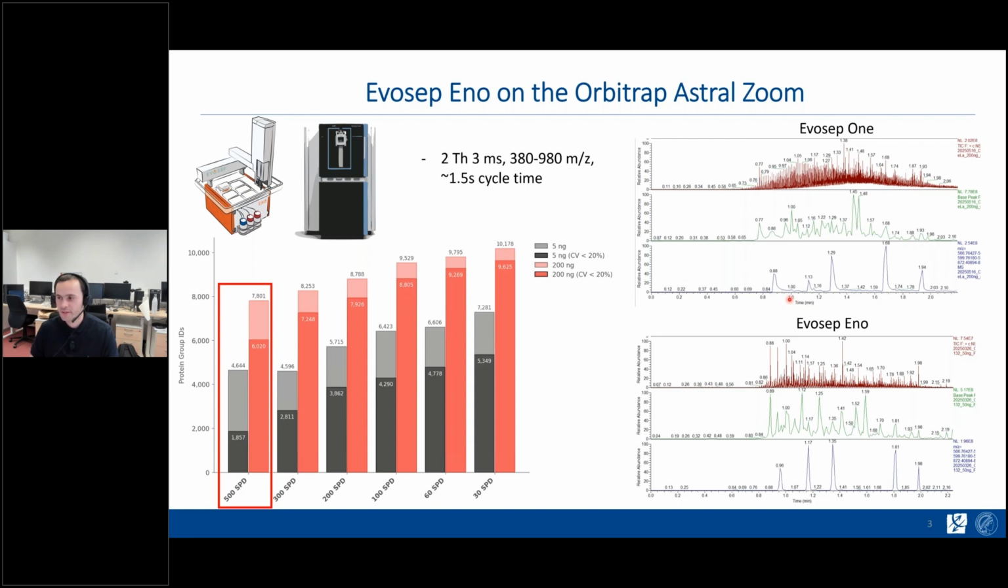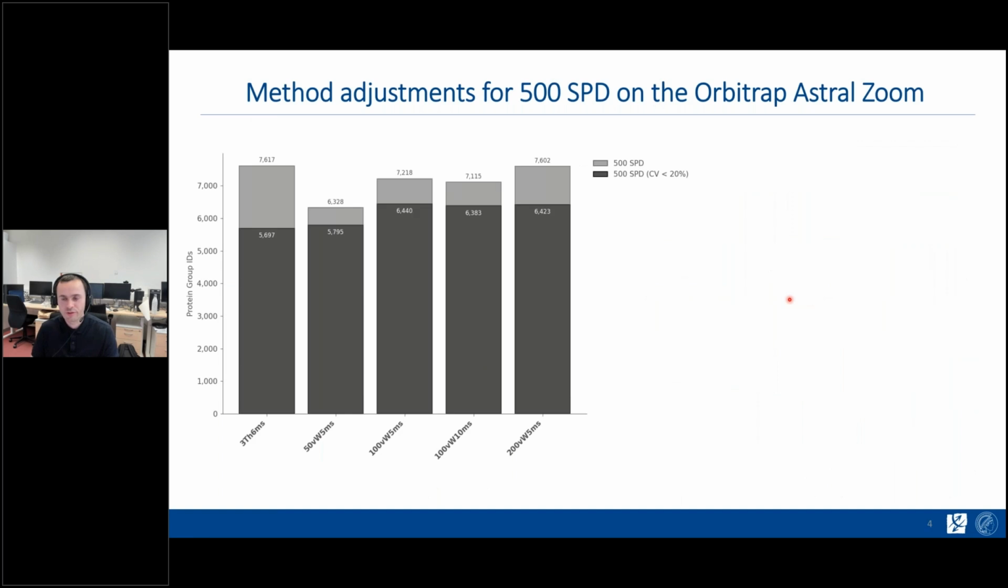But as the CVs are very high, I tried a few different methods, so mainly using variable windows that are designed around the precursor distribution. So starting with a slightly elevated 3 Thomson 6 millisecond method that has an even longer cycle time, you can get many IDs, but the percentage of the protein groups with a good CV are a bit unsatisfactory.